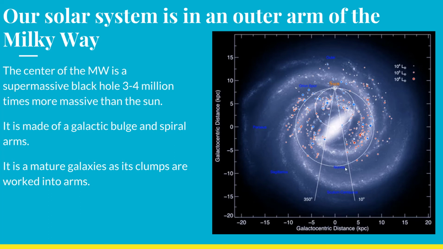And before there were these arms, there were just like clumps that were rotating around the galactic bulge. And as it spun and as it matured, those clumps kind of spread out into arms. So not all galaxies look like this, especially not when they get started.